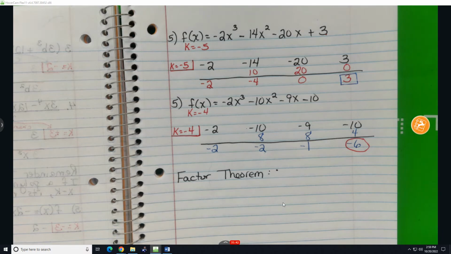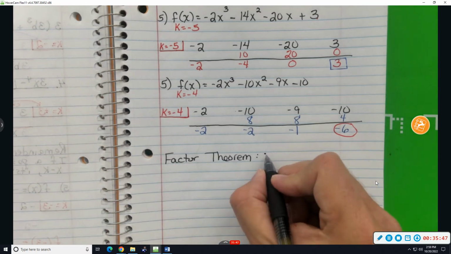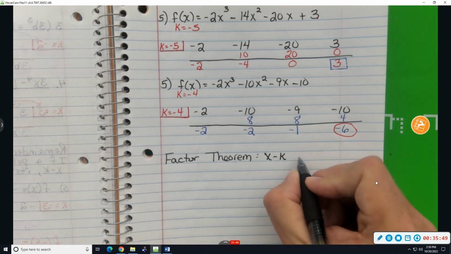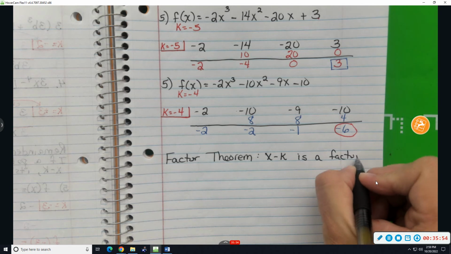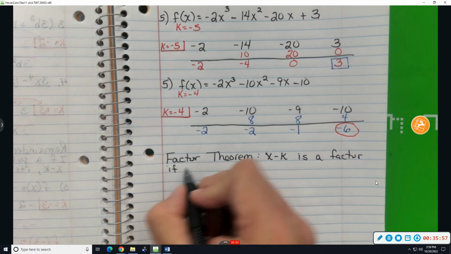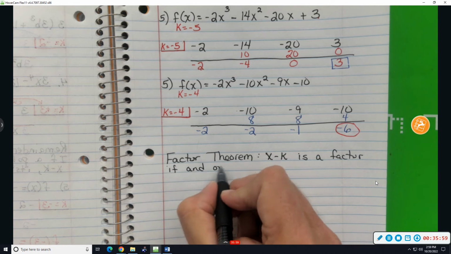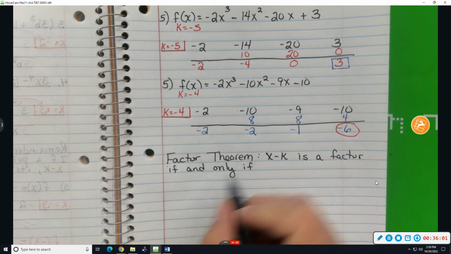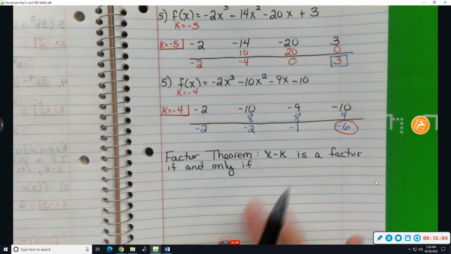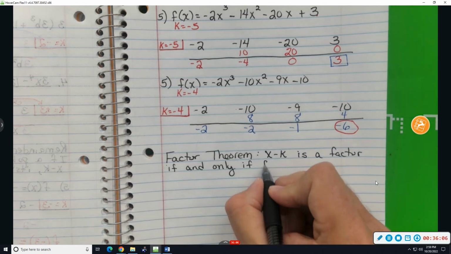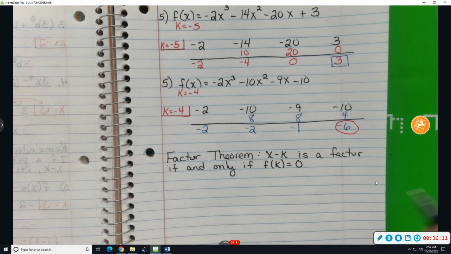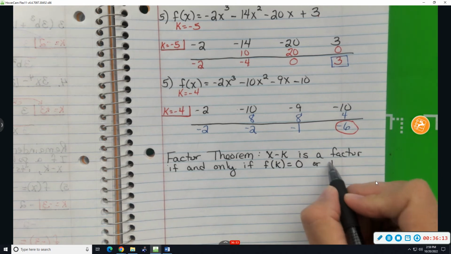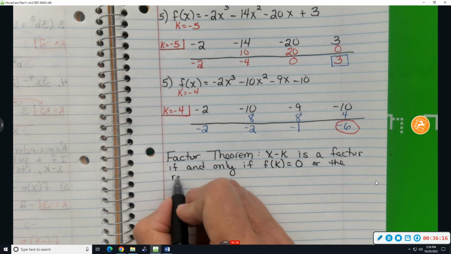Now, something called the factor theorem. We were talking about x minus k, and the factor theorem says x minus k is a factor if and only if. That's the first time this semester I've used that phrase. I'll discuss it in a moment. If and only if f of k equals 0, or the remainder is 0.